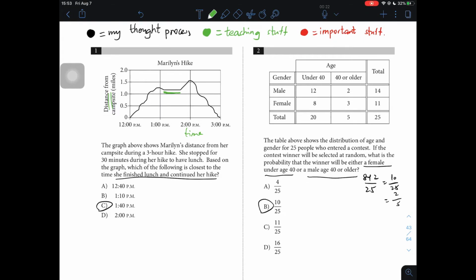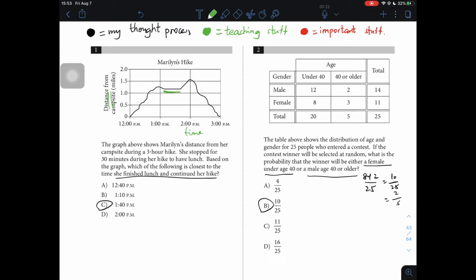This question asks for the closest time she finished lunch and continued her bike ride. So we had to mark finish and continue. It means it's right here, the point when she continued her journey. This Marlene person continued her journey, instead of stopping and just chilling and having her lunch, some sandwiches, before going on. So this is the point we have to recognize.